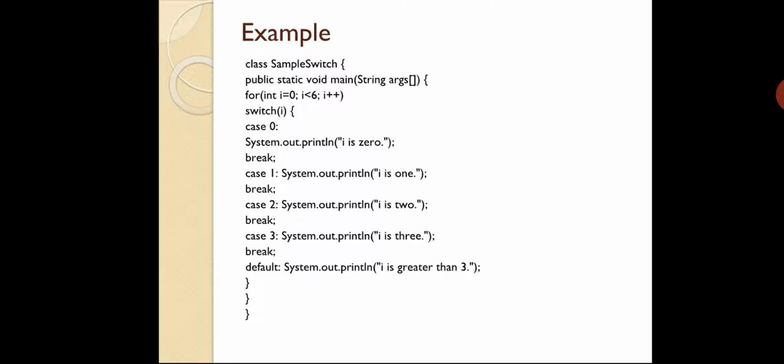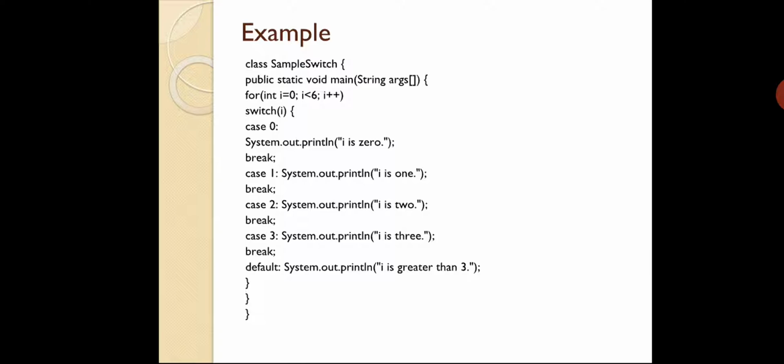This is a Java example that I have taken here. There is a class with the name sample switch. Inside that you have the main method. Inside that, you are going to run one for loop. So what is that for loop? I equal to 0, I lesser than 6, I plus plus. This particular for loop will run for 6 times.